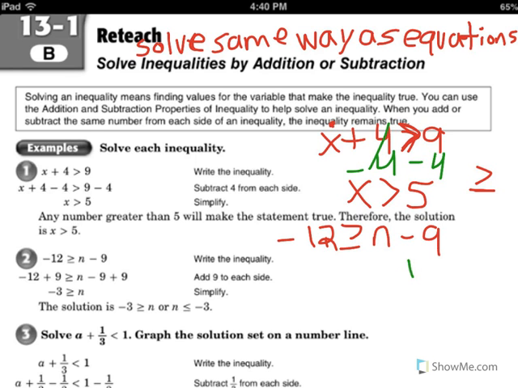So to get rid of the minus 9, we add 9. So add 9 to both sides. Cancel on the right side. And when you do that, you're going to be left with just the n on the right side. The greater than or equal to is still there.